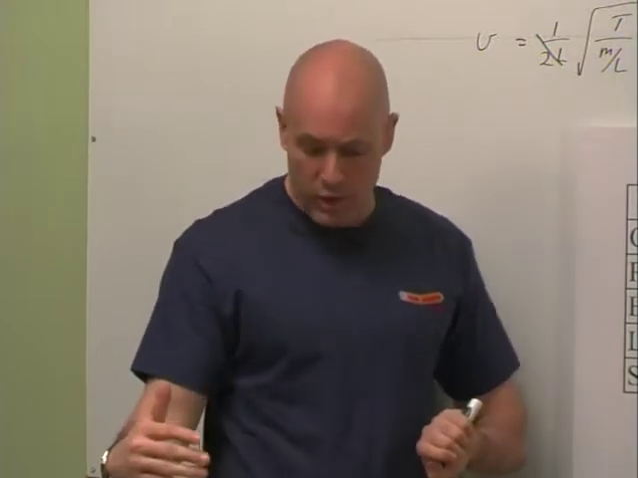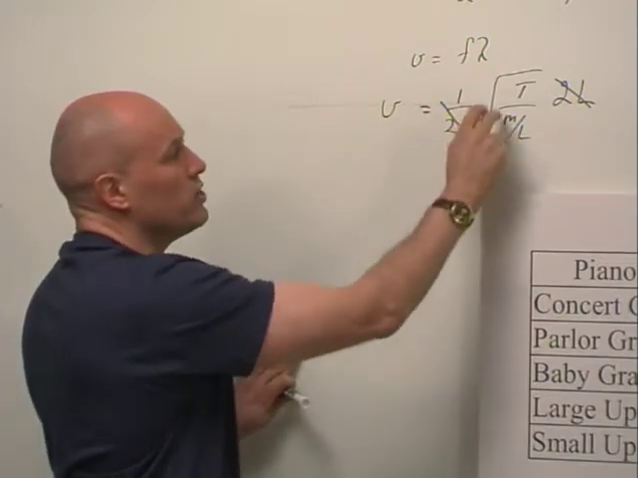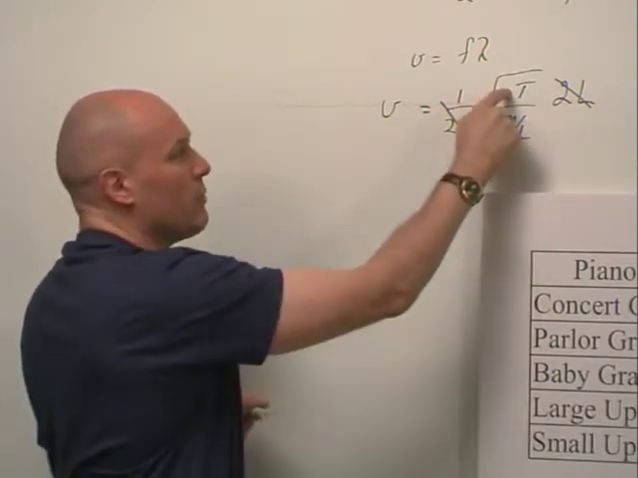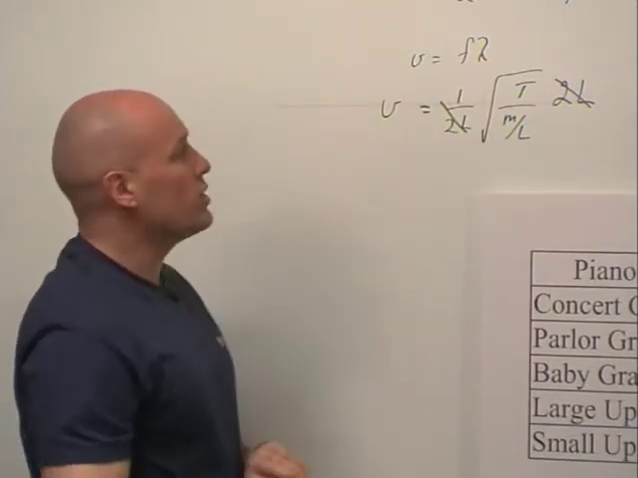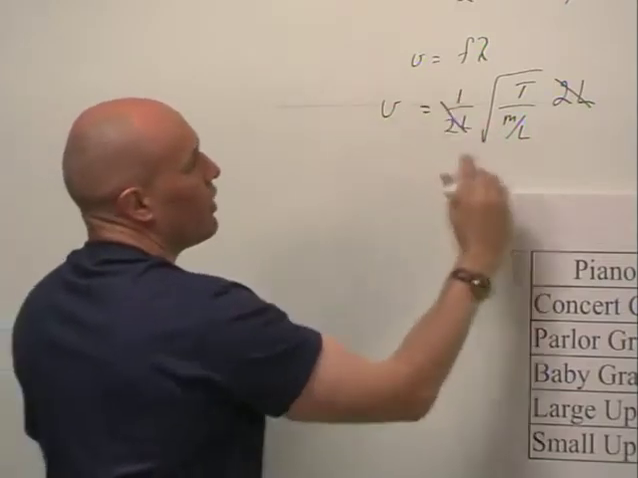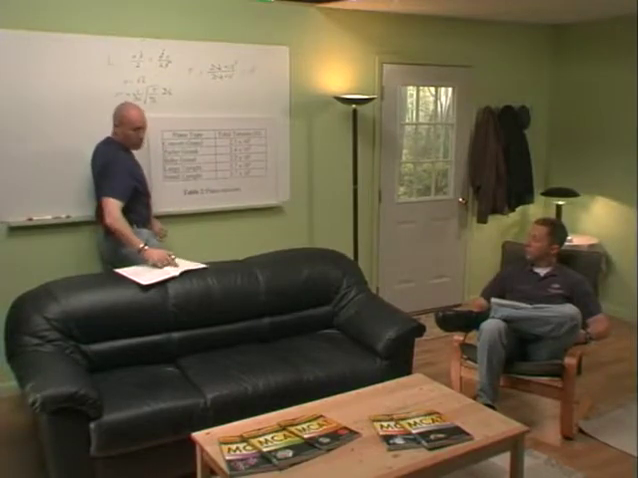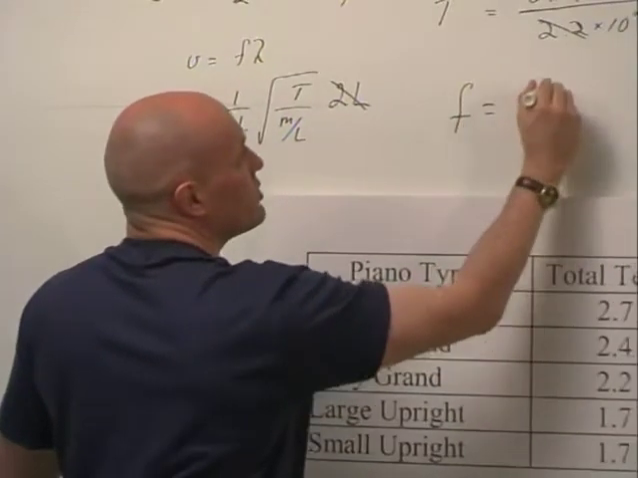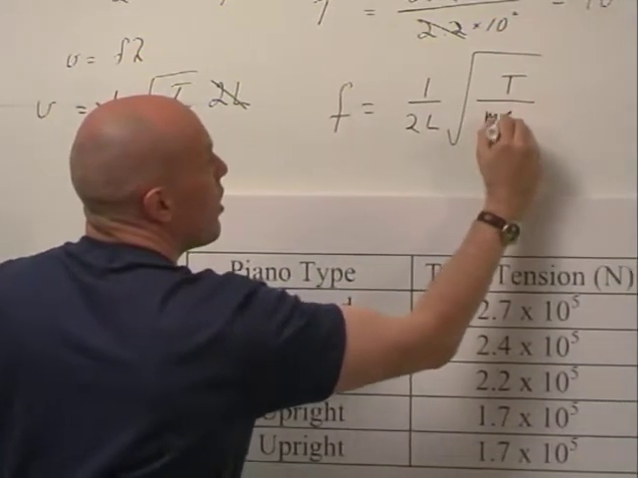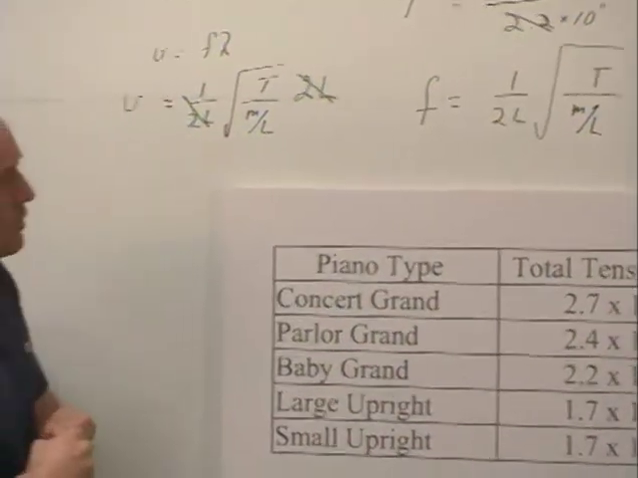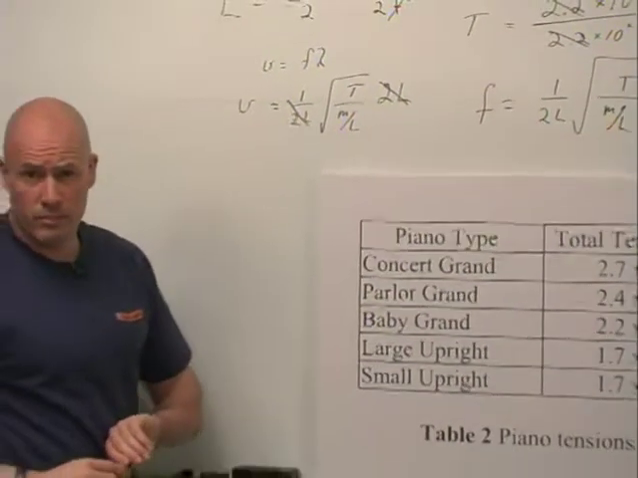But there's another way to make the notes go higher. If we take a look at this formula, velocity equals 1 over 2L times the square root of T over ML, what would be the other way? If I can't add more tension, I could shorten the length of the wire, and that would increase the frequency. Let me write that out, putting frequency here the way they have it in the passage: frequency equals 1 over 2L times the square root of T over ML. So as the length goes down, the frequency goes up.